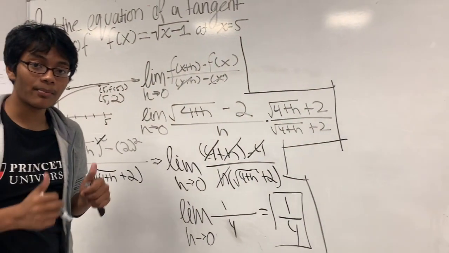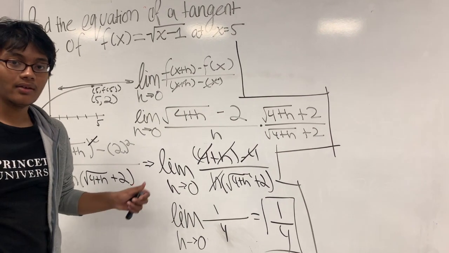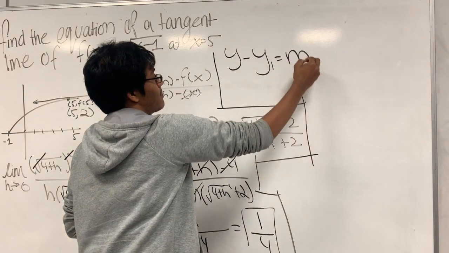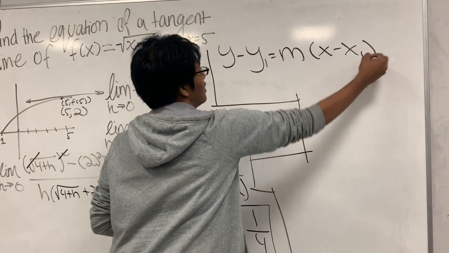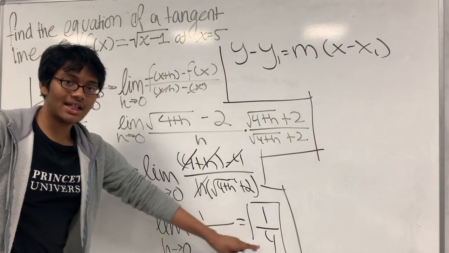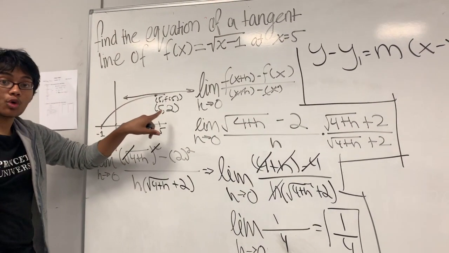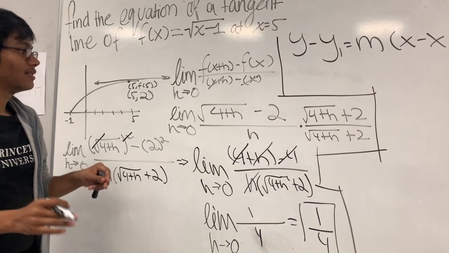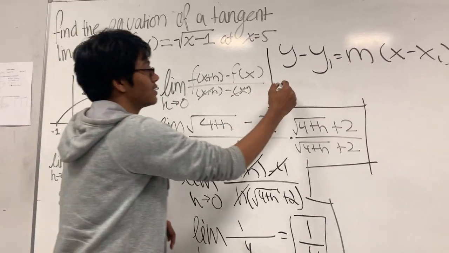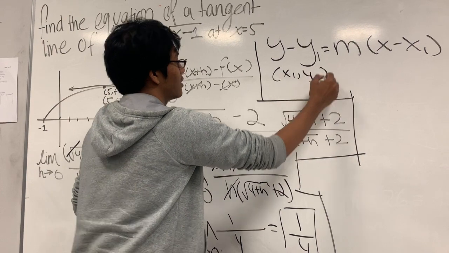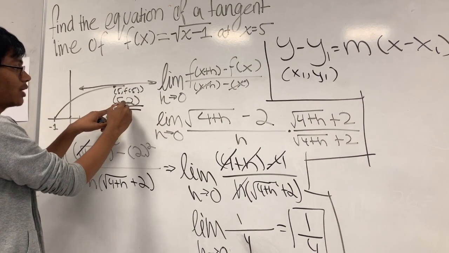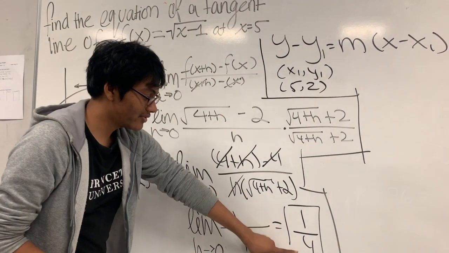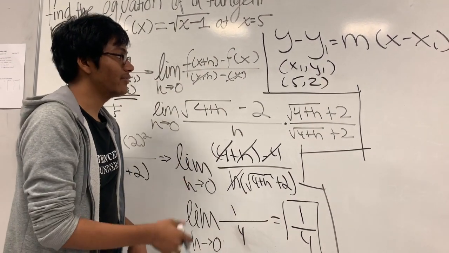What we're going to do is use the point slope form of the equation of a line, which is y minus y1 equals m times x minus x1. And we're going to use the slope of the tangent line in conjunction with the coordinate at which we're finding the equation of the tangent line. Okay, so what is our x1 and y1? Come back here, you see our x1, y1 is 5, 2. What is our slope of the tangent line? 1 over 4. So we have everything we need.